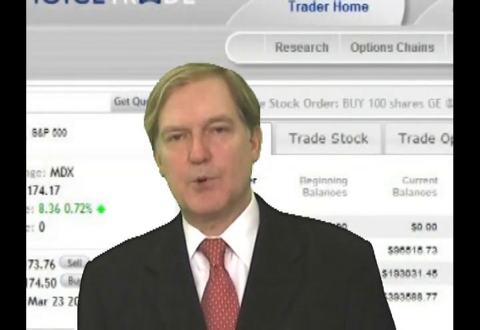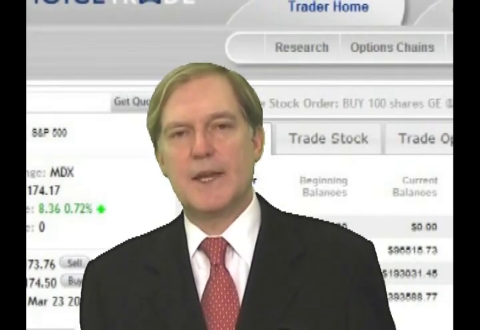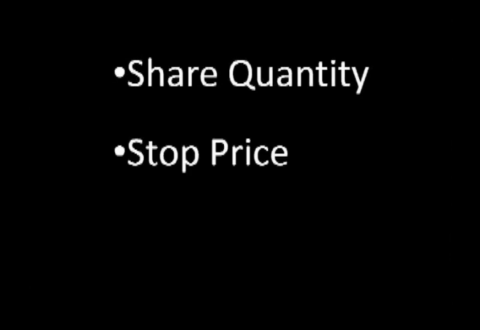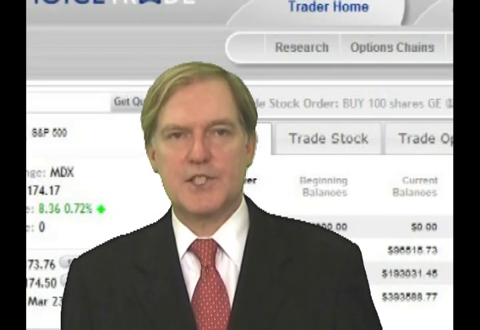The second stop order type is a stop limit order. Like the plain stop, the stop limit order holds back the submission of your order until it is stopped out. In this case, once the stop price is reached, a limit order is presented to the market. Think about the pieces you need to make this type of order. You need share quantity, stop price, and limit price. The last stop order type is the trailing stop.